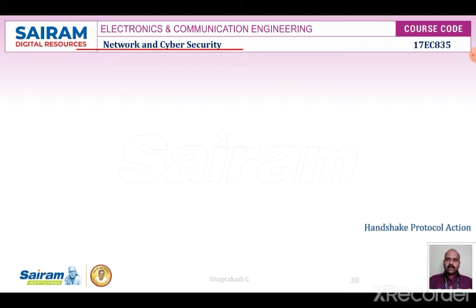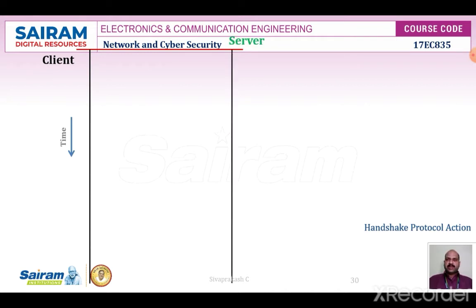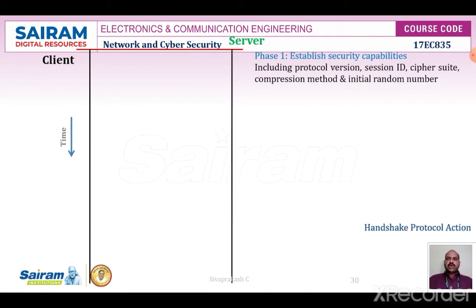In general, I am going to describe the handshake action. Here the initial exchange needs to establish a logical connection between the client and server. This exchange can be viewed in 4 phases. Let us see them one by one, phase by phase. Depending upon the time, the client and the server are both established. The first one is called phase 1, establish security capabilities. This is the first phase.